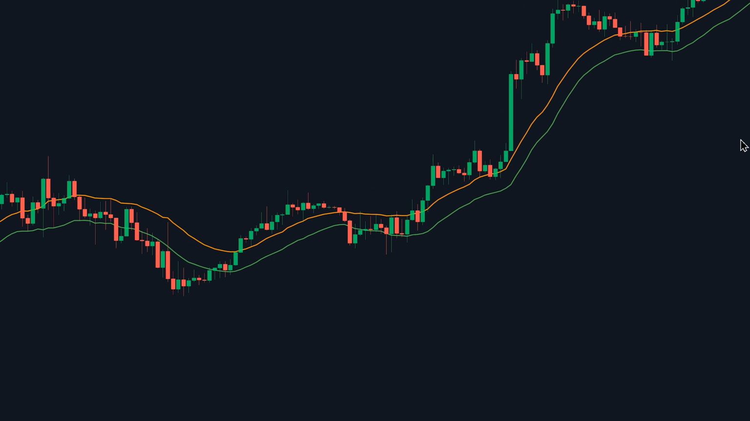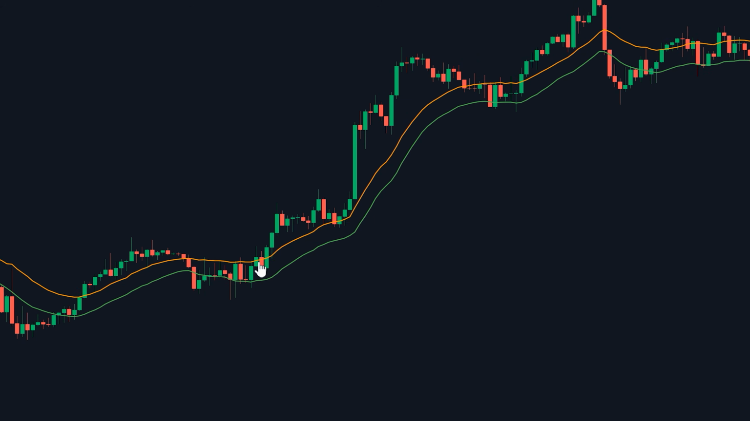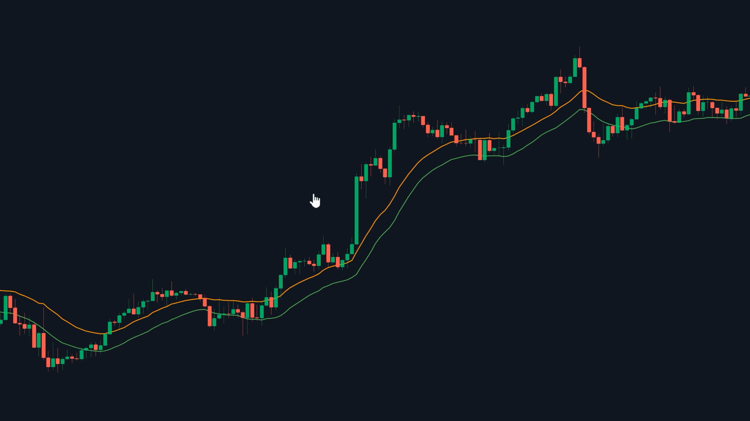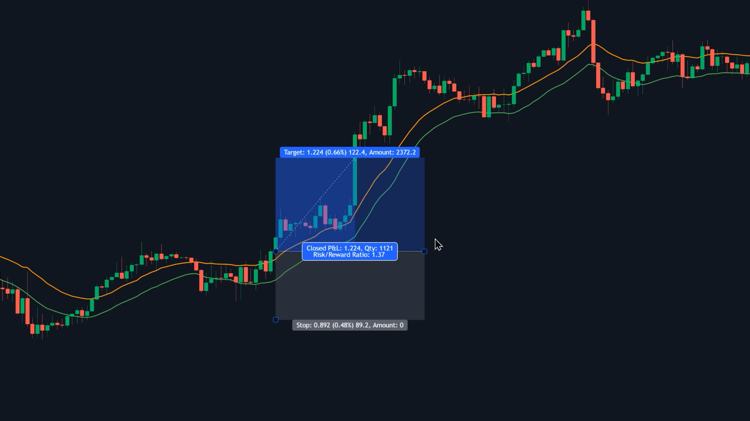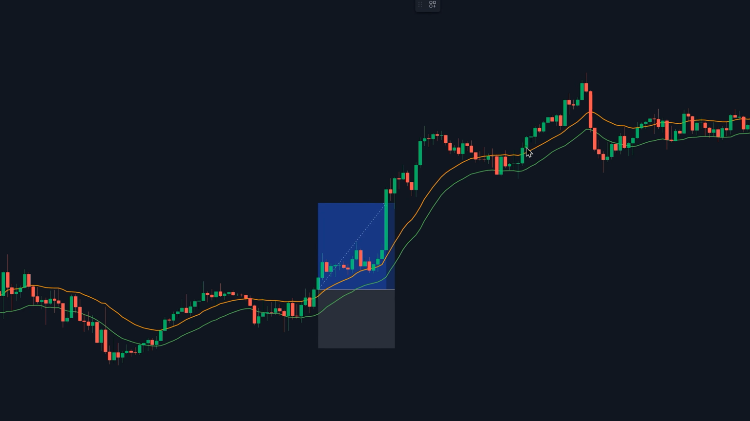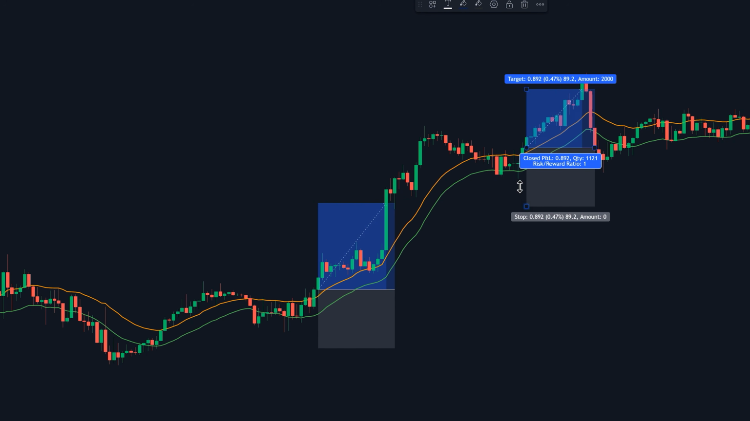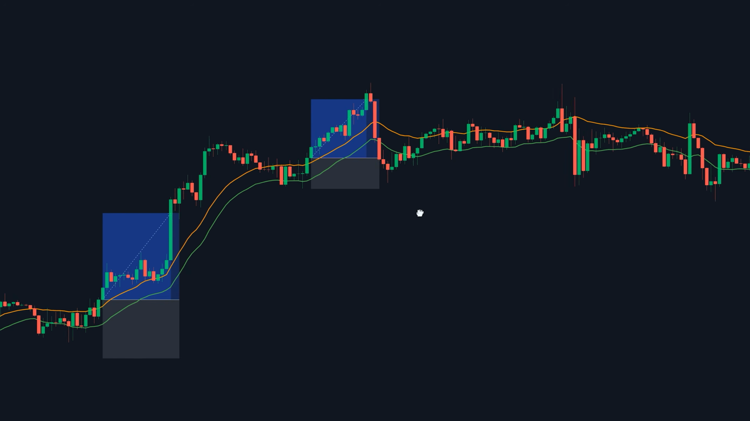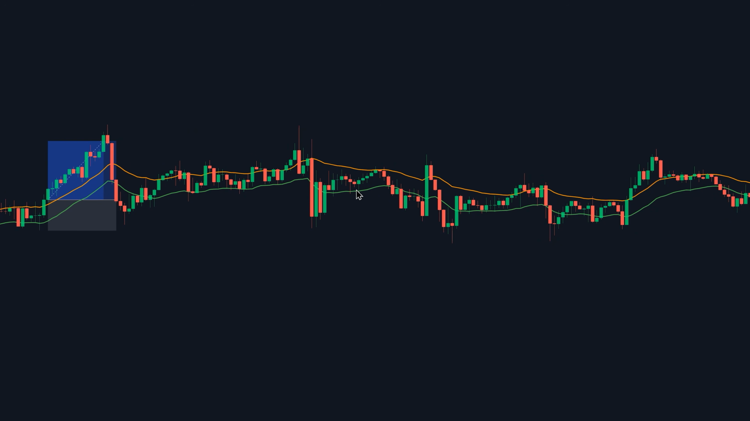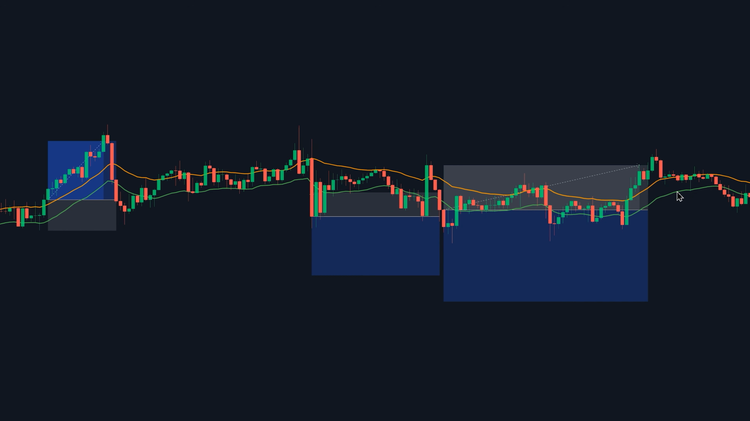For example, you can place a trade every time the price action crosses and closes below or above any of these moving averages. However, this method of trading only works when the market is trending. As soon as the market starts ranging, you start getting a lot of trade entries, but almost all of them are not going to be successful.